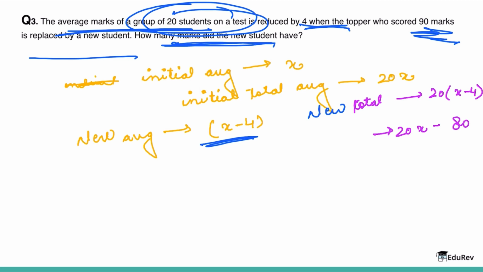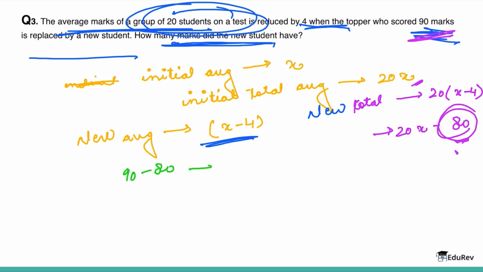Right? Now a reduction of 80 is created. So the reduction of 80 is created by the replacement. Hence the new student has 80 marks less than the student he has replaced. The initial marks of that person were 90, and because there is a reduction of 80 marks, the new student who has replaced the topper has 80 marks less than the topper. So the topper has 90 marks. So 90 minus 80 is going to be what? Let me write it down.